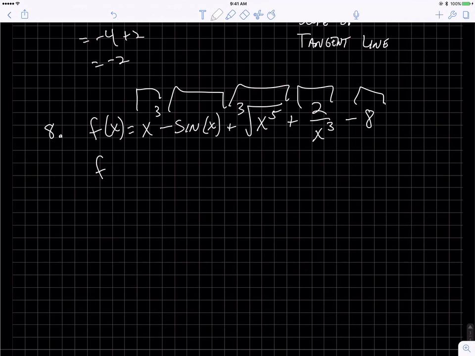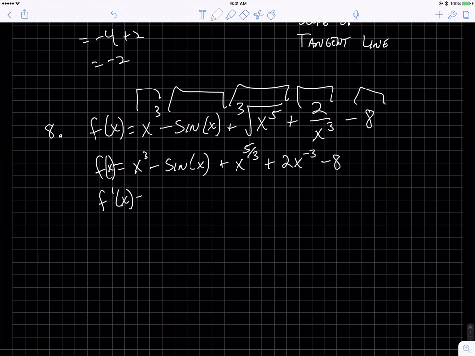Each term can be done individually or independently, but first I'm going to get them ready to do the derivative. That's ready for power rule. That's ready for the sine rule. This one needs to be written as x to the 5/3 so I can apply power rule. The next one needs to be written as 2x to the negative 3 so I can apply power rule, and negative 8 is all set.